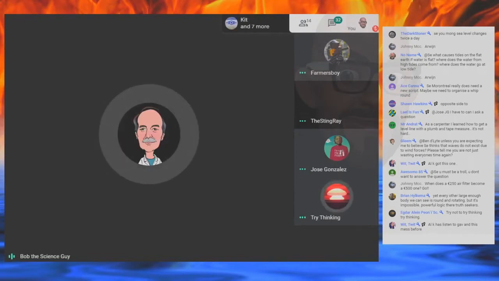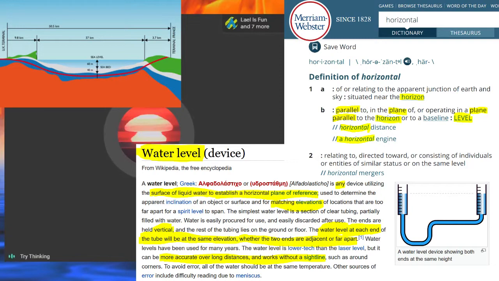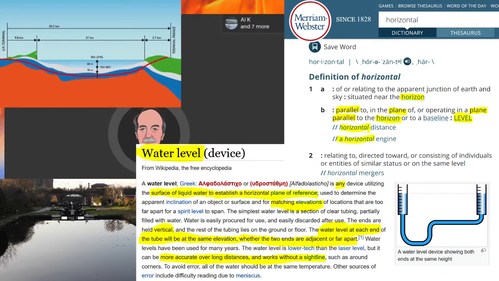Do you understand how a water level works? You understand that it establishes a horizontal plane of reference? Yes, I do. Correct. Based on the top of the columns of water, correct? Yes. Great. So if one column of water is higher than the other, what happens? It equalizes, doesn't it? Correct, because they have to reach equal gravitational potential.